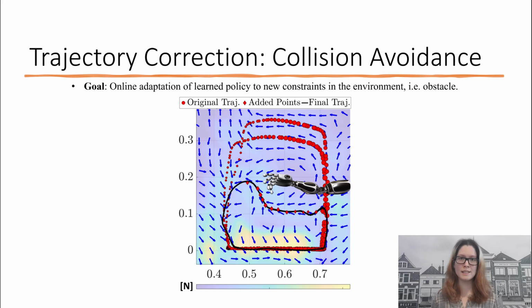Another aspect that was tested in the case of board wiping was adapting a learned policy to new constraints in the environment, such as an obstacle. If something changes in the environment, you don't want to have to provide a new demonstration and corrections every time. With our proposed approach, you can adapt the policy online using only corrections.